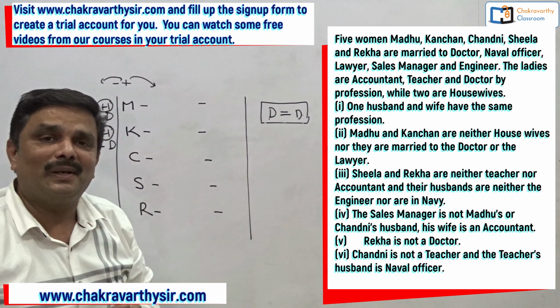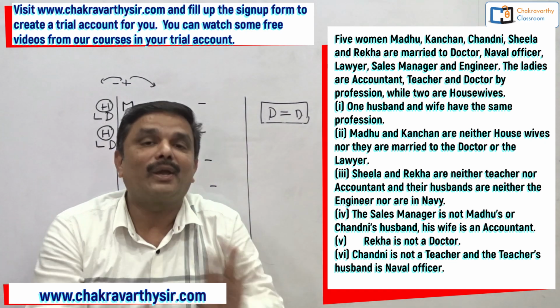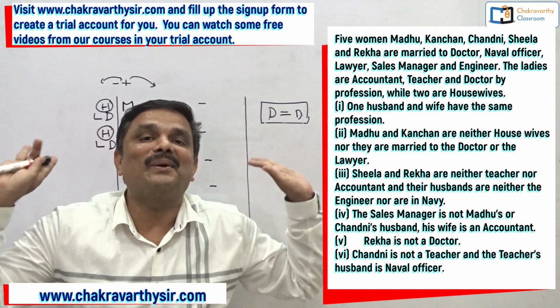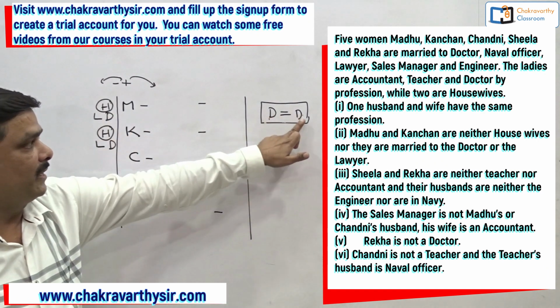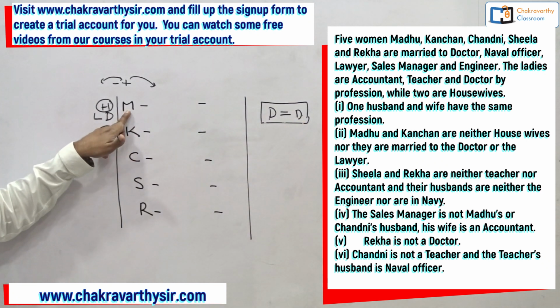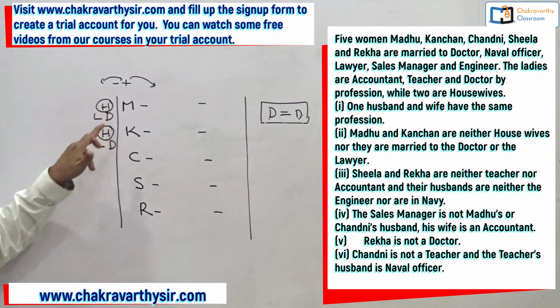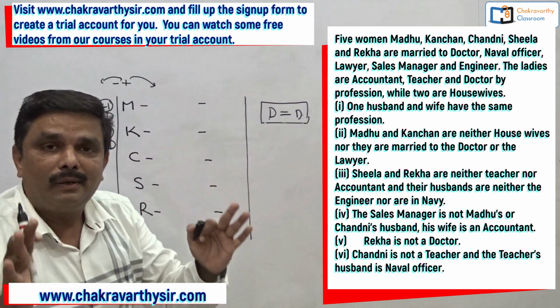What's the meaning of this one? What's the conclusion? Madhu herself cannot be a doctor. Yes or no? Because they have given that both wife and husband's profession should be doctor. But Madhu's husband is not a doctor. That means Madhu herself is also not the doctor.